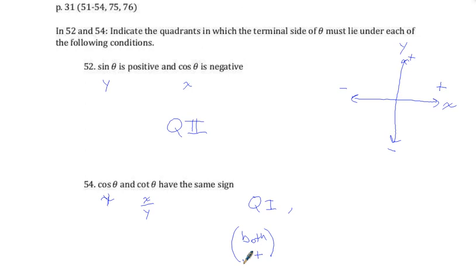Cosine being negative, the x value being negative, I don't know why that just drew there, sorry about that. Cosine being negative would be in quadrant 2 or 3. Cotangent being negative has to be in quadrant 2, where the signs are opposite. Quadrant 2. Now both are negative there.